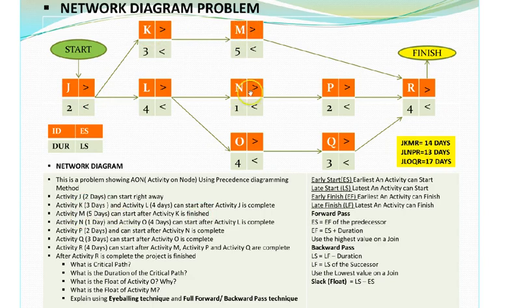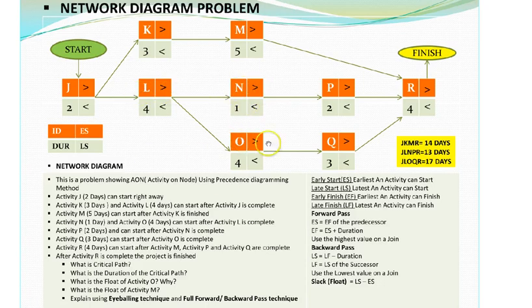I don't want to put M right here because then all my arrows are going to crisscross. So I know M is dependent on K, so I put a box over there, put it as M, and put the number 5, which is 5 days. Let's go to activity N and activity O. O takes 4 days and N takes 1 day, and they can start after activity L. So this is activity L, and N and O are dependent on activity L, so I'm putting them in the same line.